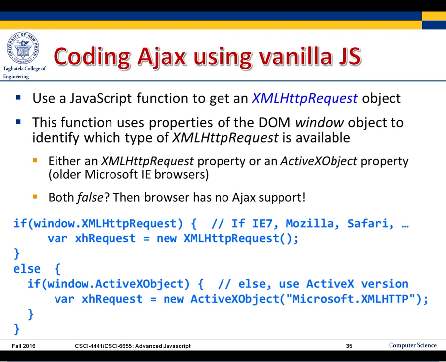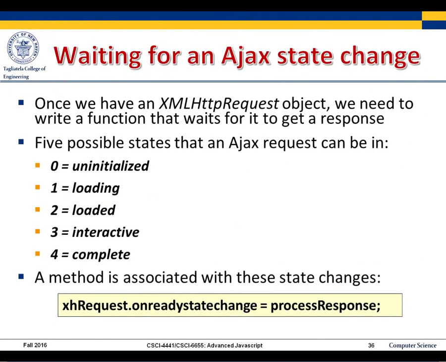But basically what you're trying to do is get a handle on one of these request objects that you're going to use then to transmit stuff to talk to the server. Okay, so assuming we get one of these things, you need to write a function that uses it to make a request, and then waits for it to get a response.